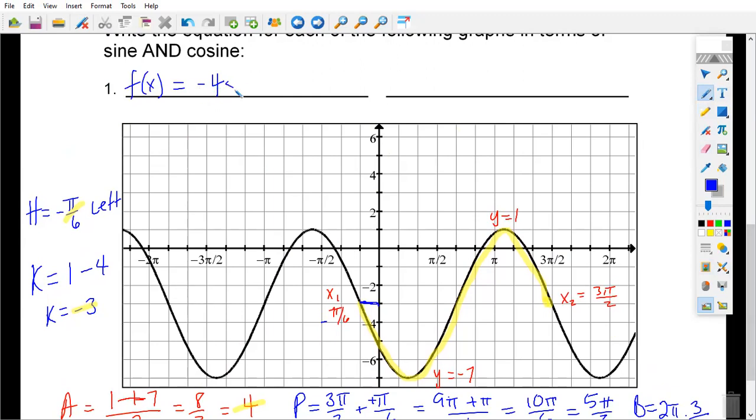And then we're doing sine. What's our B? 6 over 5 x. And then what's our H? So it'd be a negative times a negative makes it a positive. And then our K is -3. And there's your sine function.